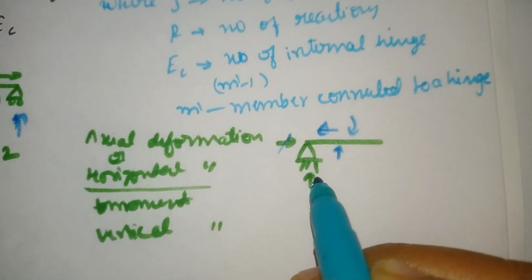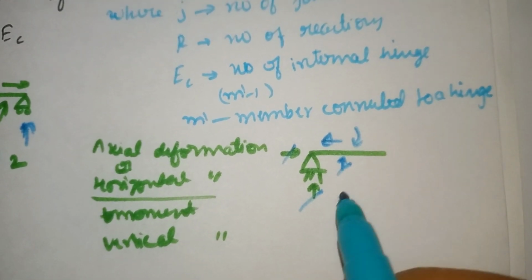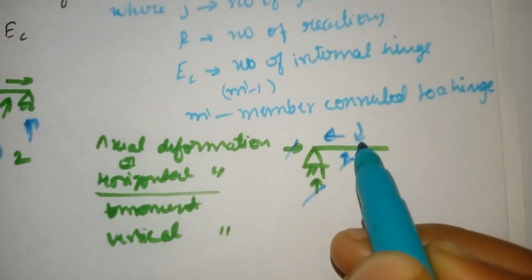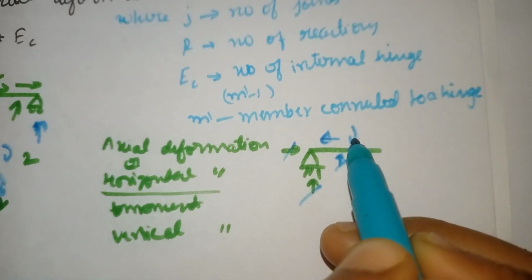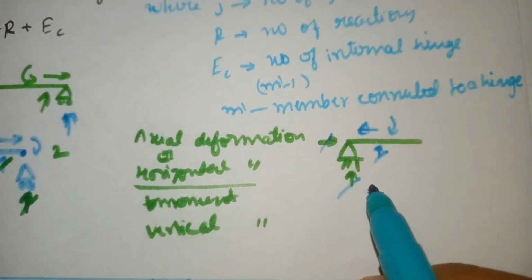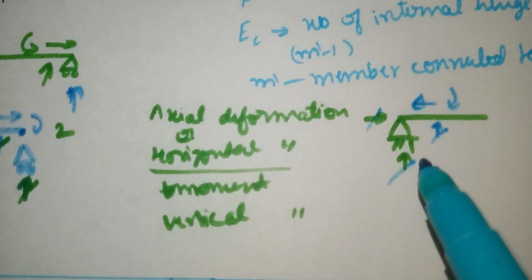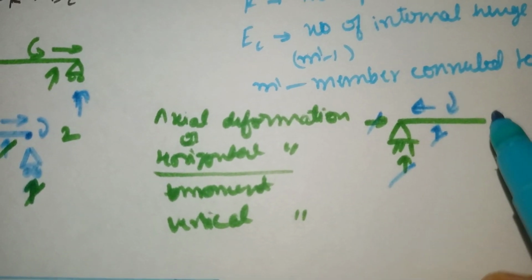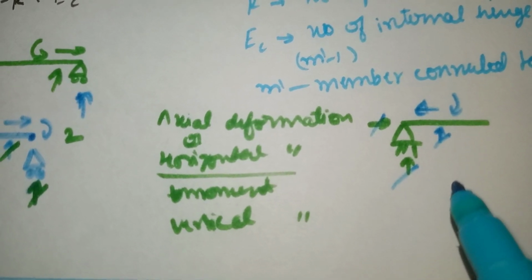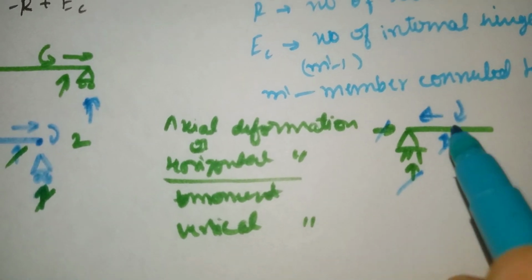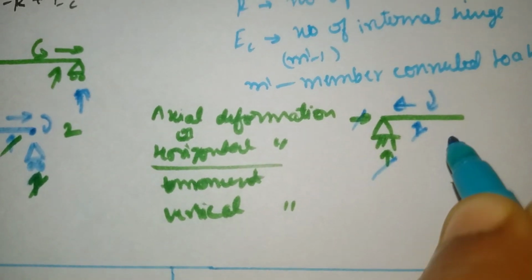Here one vertical force is there and vertical deformation is there, both will get cancelled with each other. So at the hinge support there is no rotation, but in deformation there is a rotation, it can rotate freely. The hinge cannot resist the rotation.